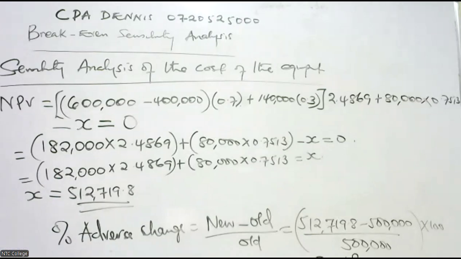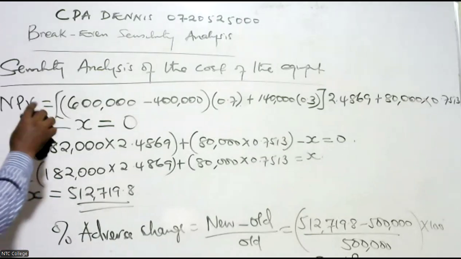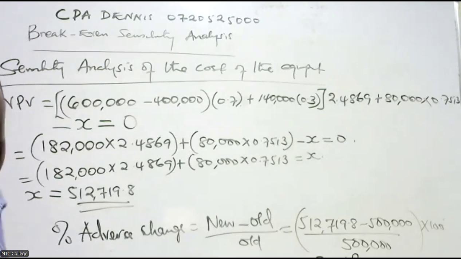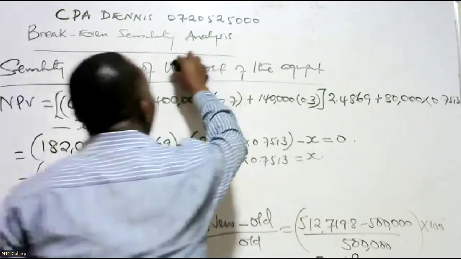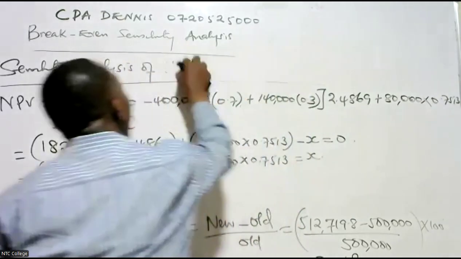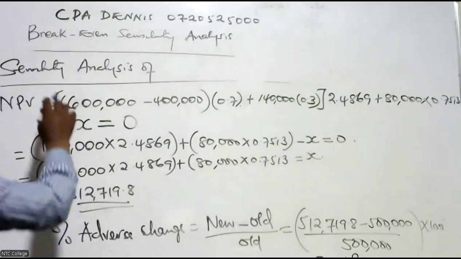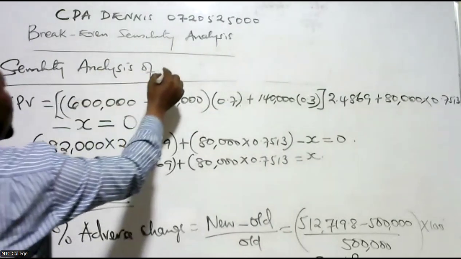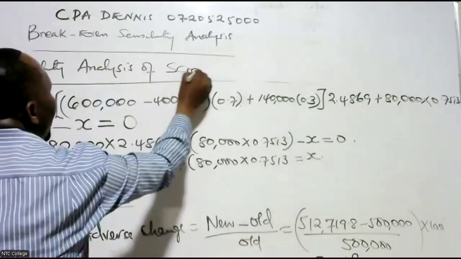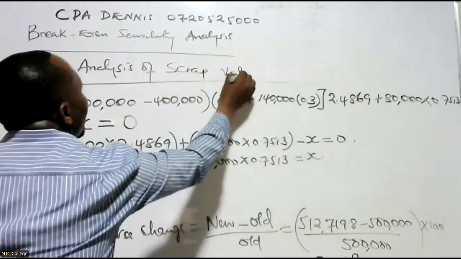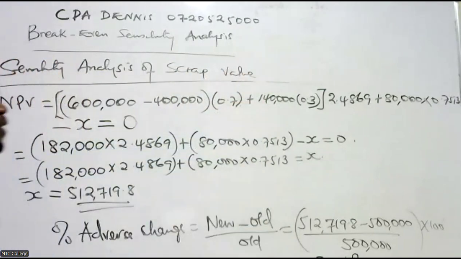Okay. So we are told that we can also perform sensitivity analysis on scrap value. So let's have scrap value here. You will write, but I will just rap a little. You will write sensitivity analysis of scrap value. So that means that we want to look at the amount of scrap value that can make NPV be 0.